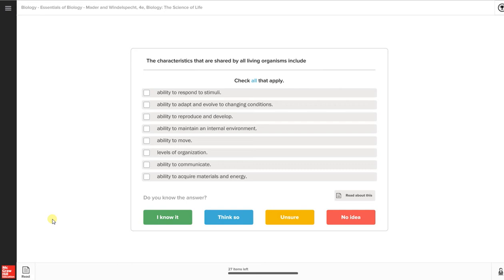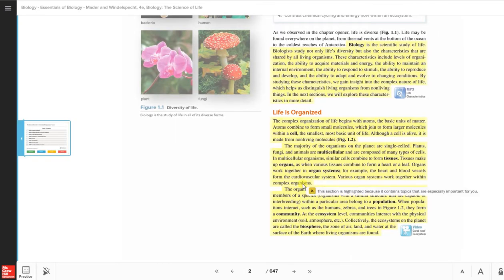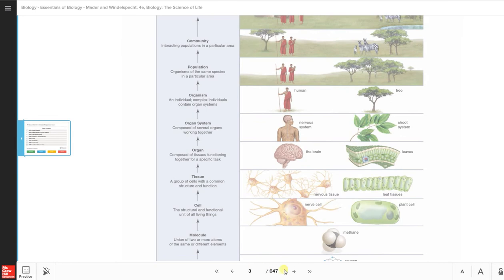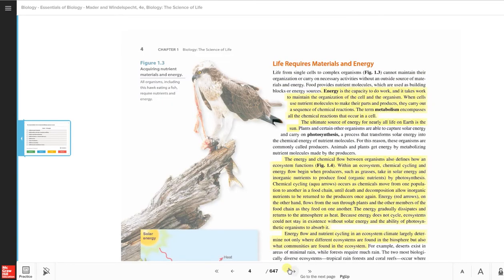So, you read a question and you say, the characteristics that are shared by all living organisms include, and of course, you maybe know, well, all living organisms have the ability to respond to stimuli or the ability to adapt to changing conditions. Or maybe you didn't quite read that far yet, so you click on read about this and it brings you to the highlighted areas that cover the particular topics whose questions you're answering. Right here we see that animals are multicellular, oftentimes form tissues. We of course learn about biology being the study of life, and you can click left and right to go through these pages and learn about the levels of biological hierarchy, right?